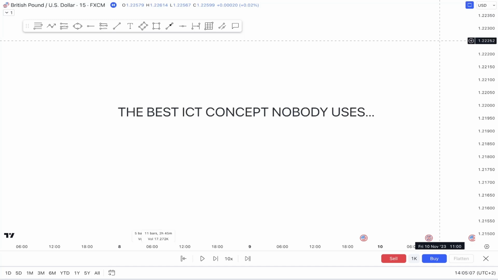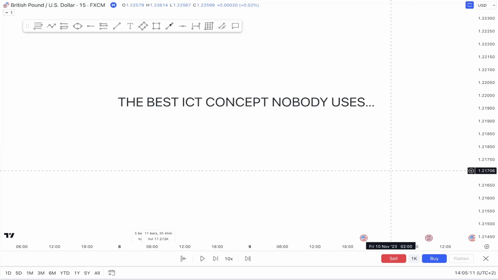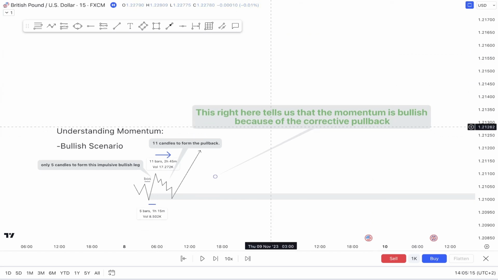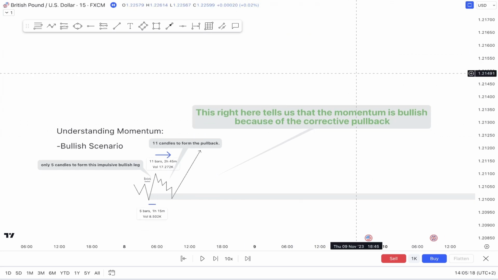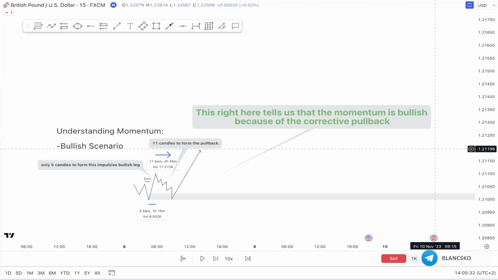But in this video, I will share with you the concept that I don't really think a lot of people use, which is momentum. Okay, I don't really see people use or talk about momentum. And I will show you in this video exactly how I personally like to use it and exactly why it is so important to understand this concept because it can be so helpful for you.